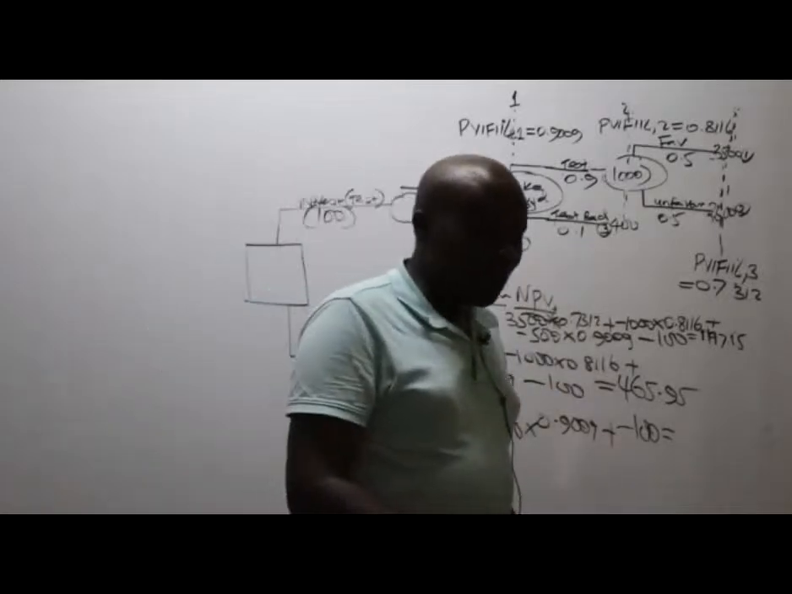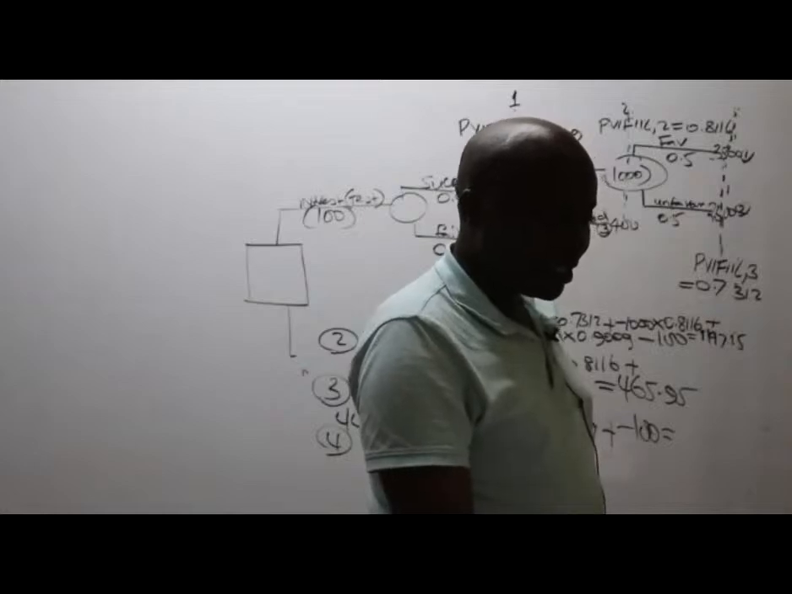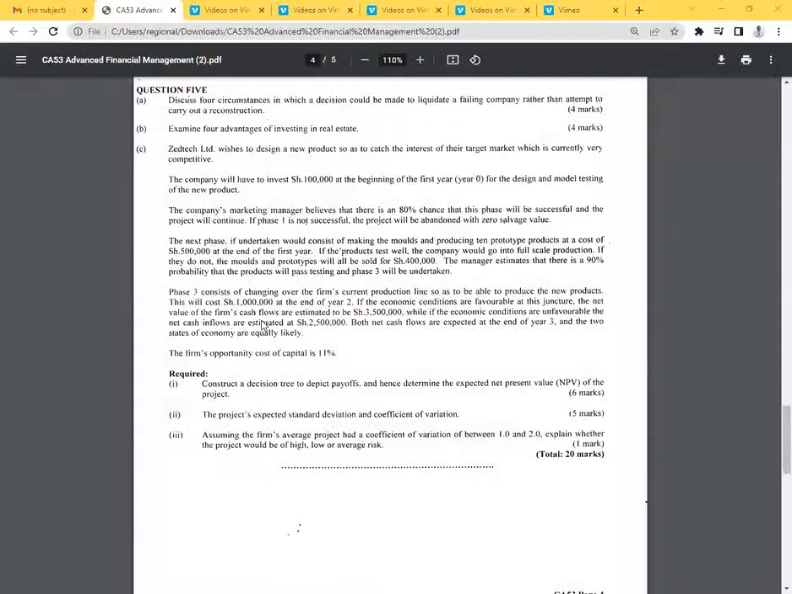Okay, yes. These are given in the question. What they have told us here is, the next phase, if undertaken, would consist of making the molds and producing 10 prototype products at a cost of 500,000 at the end of the first year. If the products test well, the company would go into full-scale production. If they do not, the molds and prototypes will be sold at 400.